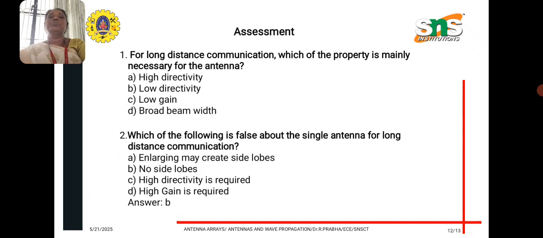Now the assessment. For long distance communication, which property is mainly necessary for the antenna: high directivity, low directivity, low gain, or broader beam width? The answer is high directivity. Which of the following is false about a single antenna for long distance communication: enlarging may create side lobes, no side lobes, high directivity is required, or high gain is required? The answer is B, no side lobes.